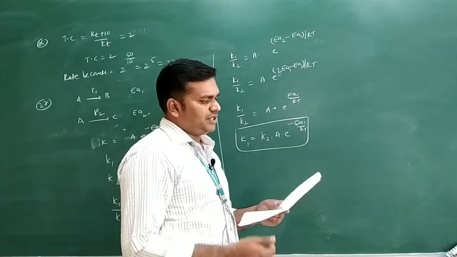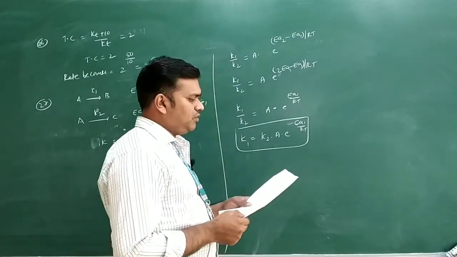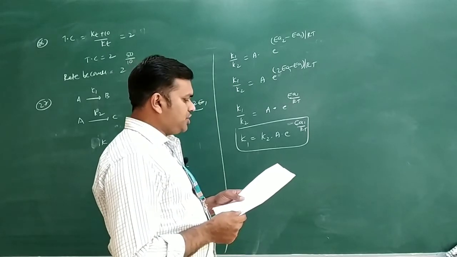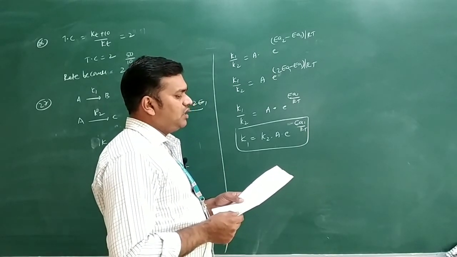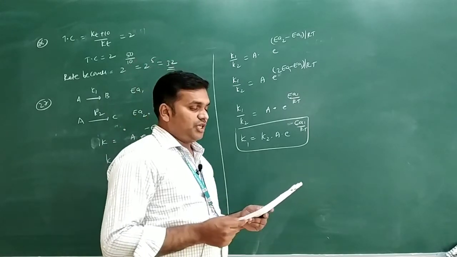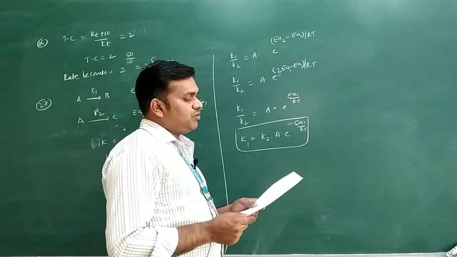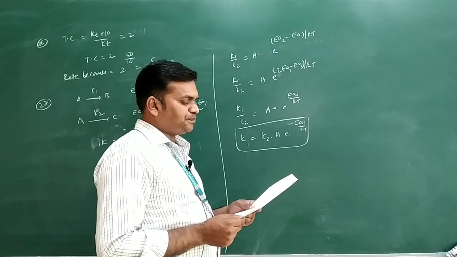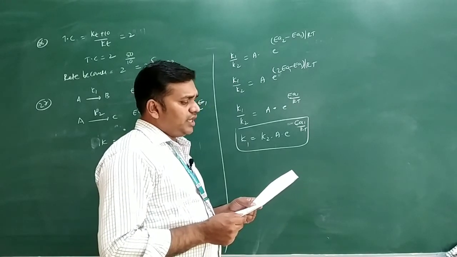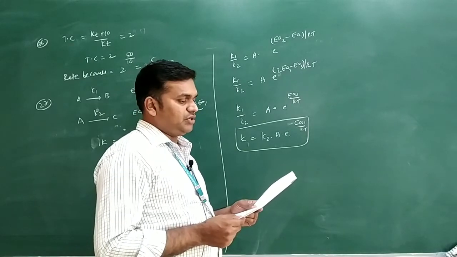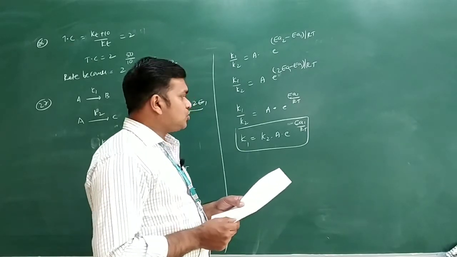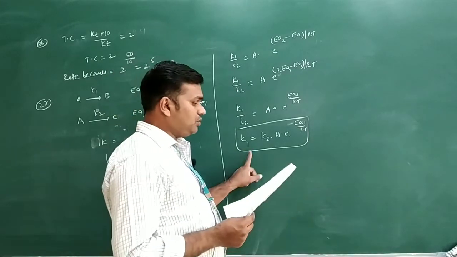Now we'll see the first option. K2 is equal to K1 into A1 by RT, and one more is given, K2 is equal to K1 into e power A2 by RT. K1 is equal to A into K1 into e power A1 by RT. K1 is equal to 2K2 into e power A2 by RT. So what is the expression we have? K1 is equal to K2.